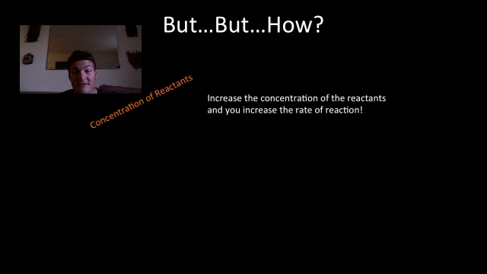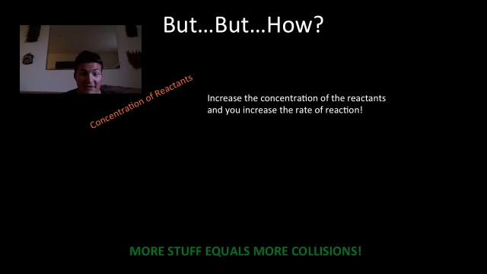The first, we can increase and decrease the concentration of reactants, and that will manipulate the rate of reaction. If we add more reactants, you know that we're going to have more stuff, and more stuff equals more collisions. The more molecules and atoms that I have in a reaction is going to equal more collisions, and it's going to increase the rate of reaction.